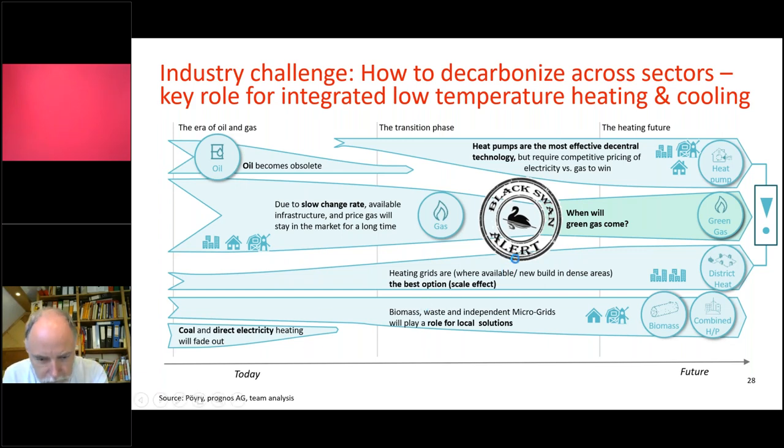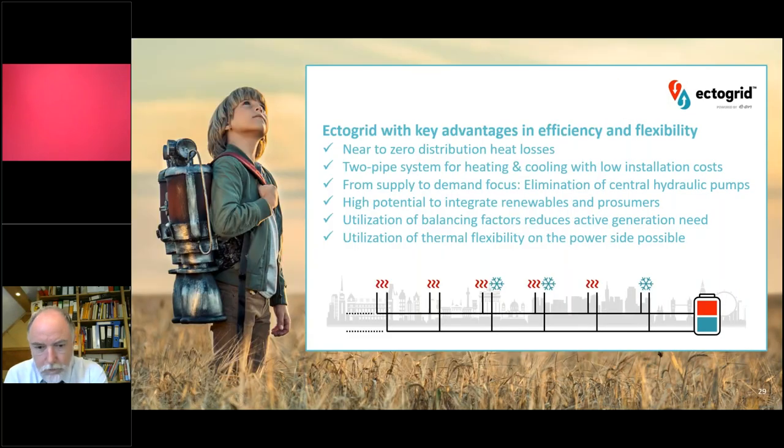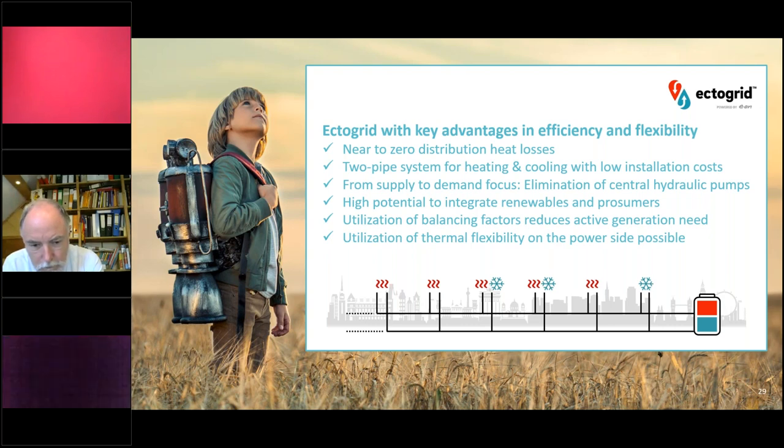Our answer to that is our ambient temperature network solution, ECTOGRID, and I agree with Christian that these kind of solutions are not one-size-fits-all solutions, but really interesting in use cases where they can be applied also in sector coupling and decarbonization terms. ECTOGRID operates on flexible temperatures, roughly between 0 and 40 degrees, so we most of the time use water as a transmission medium in a two-pipe solution, i.e. supplying heating and cooling from one infrastructure.